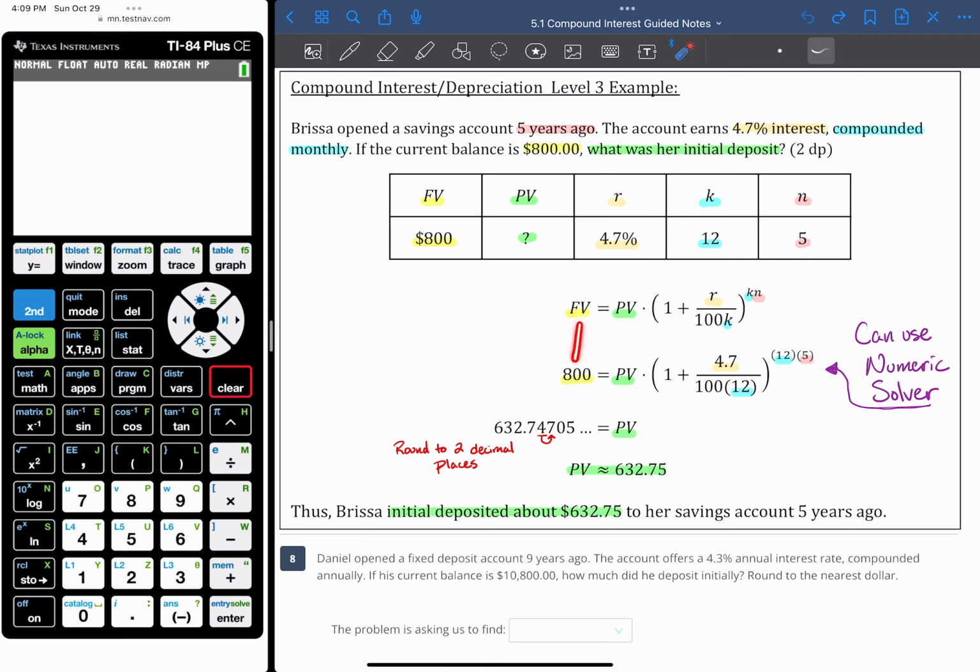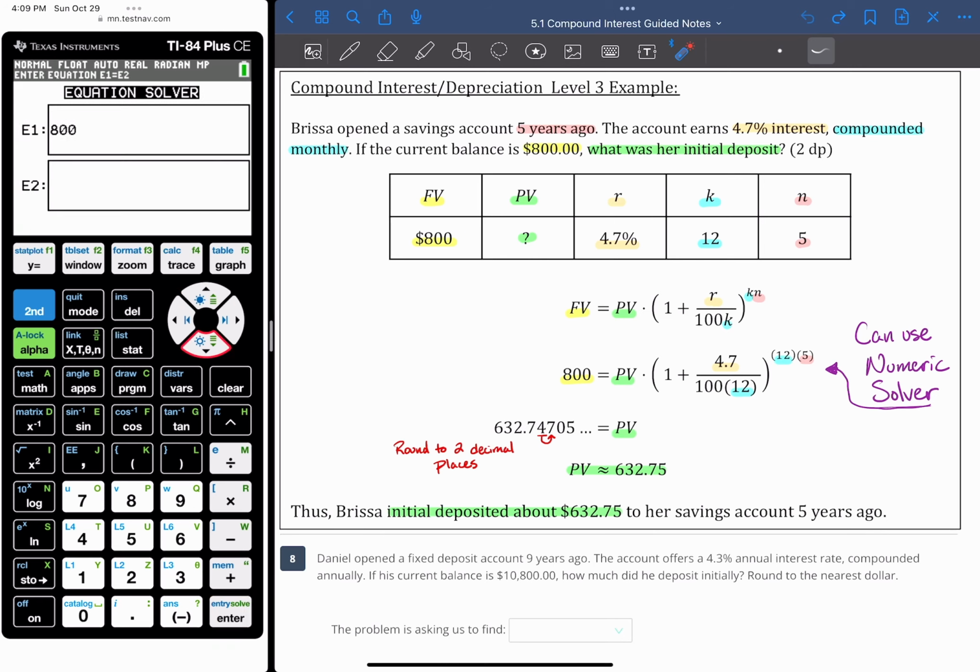I plug in everything that I know. I know the final value is 800. I know my R is 4.7. My K, or how many times it compounds, is 12 in this case. And how many years am I looking at? 5. Once I have this, I can now use the numeric solver, or you can solve it by hand, but I'm going to use the numeric solver just to save me some time.